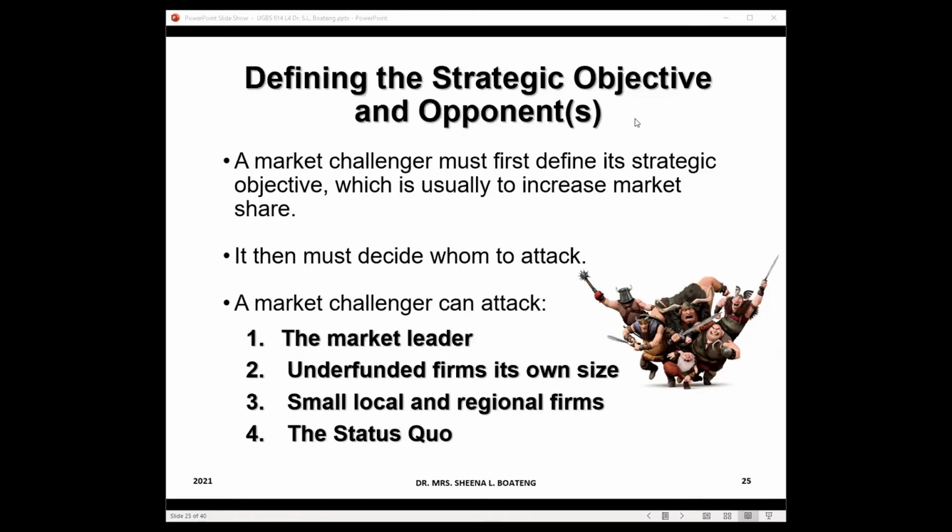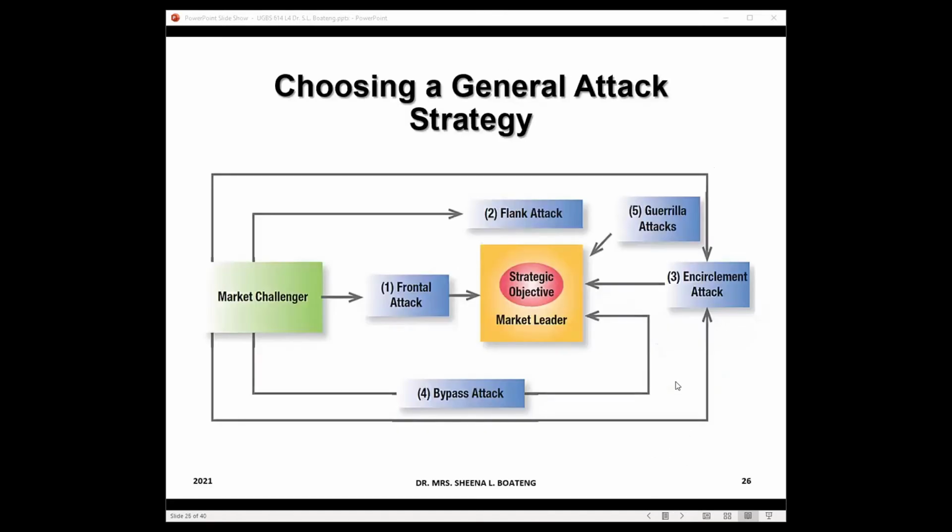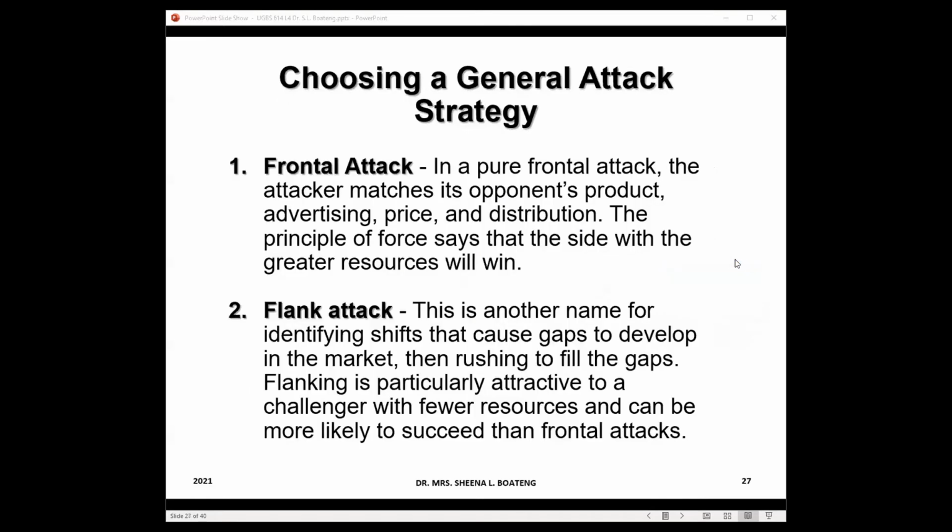So in essence, the market challenger must decide in terms of opponents, which of these four groups that they are going to go after. And once they are able to decide their strategic objective and which opponents they are going to go after, they now need to choose a general attack strategy. And like the market leader, they have different angles from which they can attack. These include the frontal attack, the flank attack, the encirclement attack, the bypass attack, and the guerrilla attack. So let's take them one after the other, starting from the frontal attack.